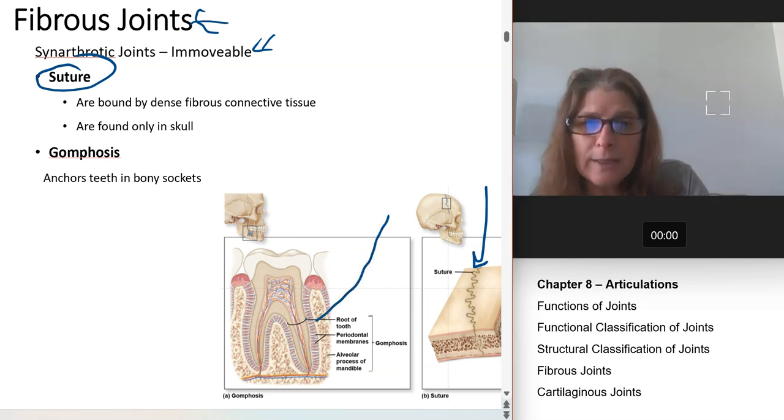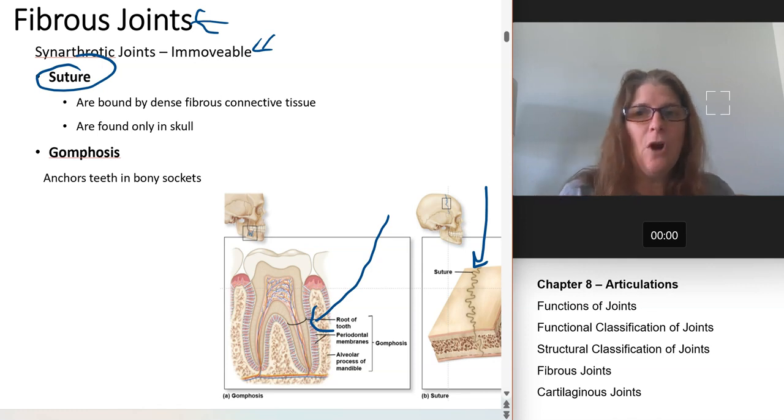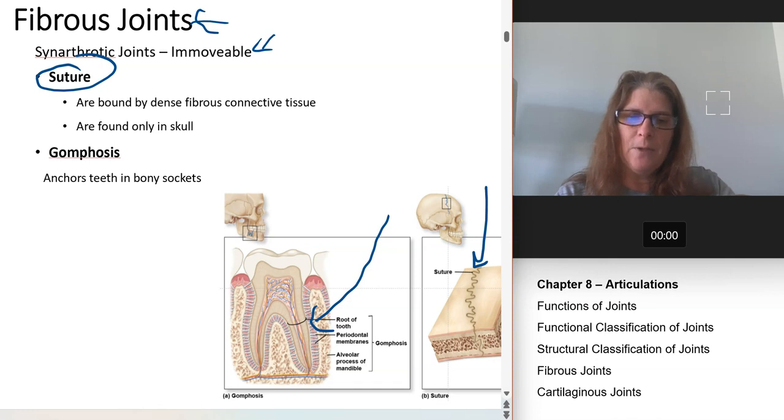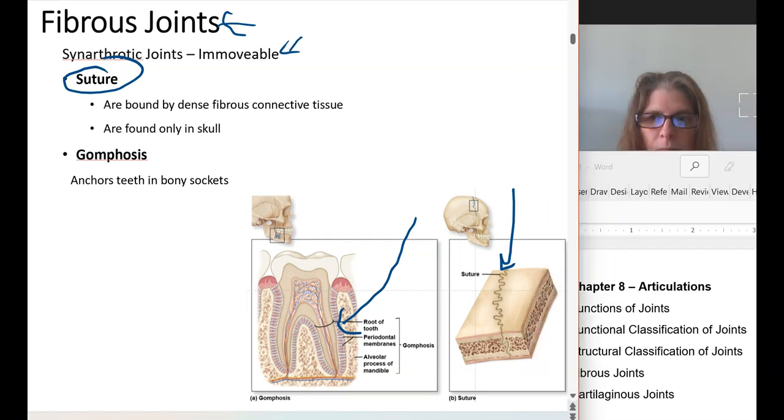And then you have the joints that hold your teeth in, and these are called a gomphosis. I don't make up the words, I just teach it. So the gomphosis actually anchors your teeth. So you have them up in your upper, in your maxilla, and in your mandible.